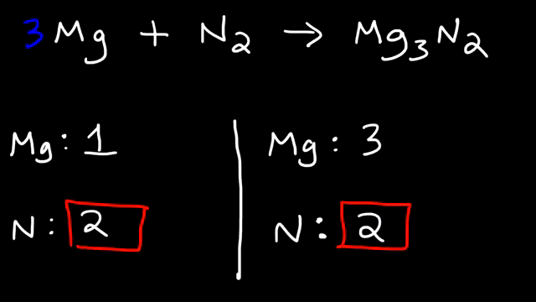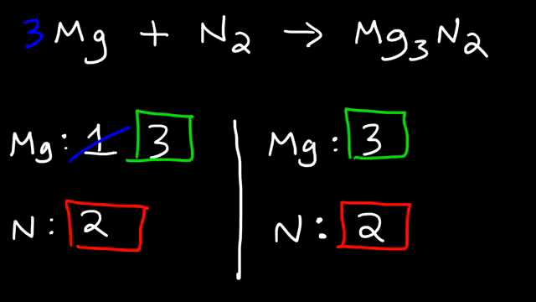Now, it's important to understand that when balancing equations, you can change the coefficient, but you cannot change the subscript. Make sure you understand that. So you cannot change this number. Now, once we put a 3 in front of Mg, this number changes. So now we have 3 magnesium atoms on both sides of the equation. So at this point, the equation is balanced.